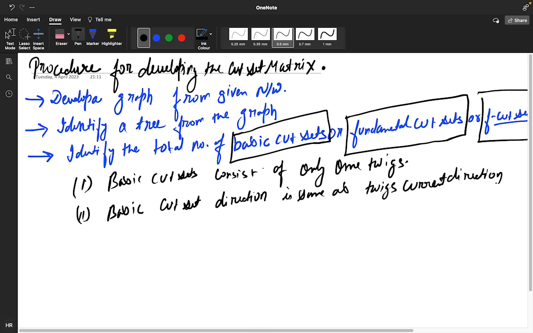Yes, sir. So can you tell me what is twigs? If you had revised the topic, I think you know. The branches of the tree. So the branch of a tree is known as twigs. The branches of a tree are called tree branches or twigs. Correct. Right.